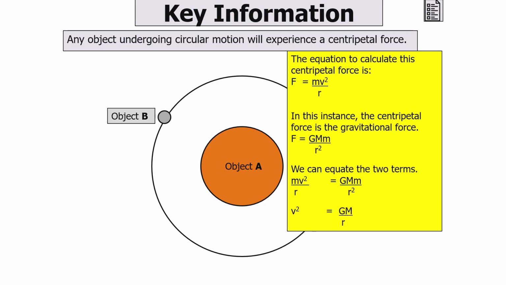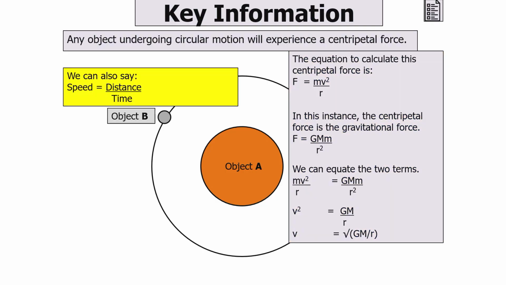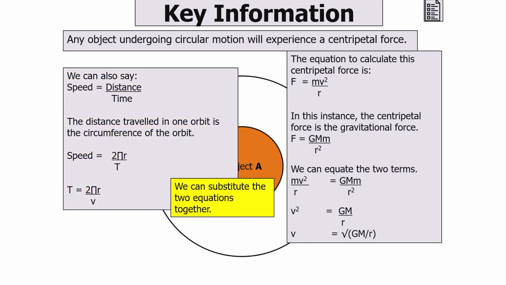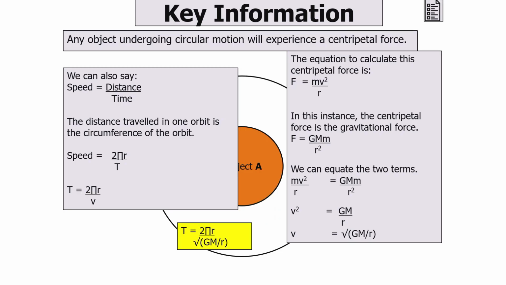When we cancel through terms, we can say v squared is equal to GM over r, or v is equal to the square root of GM over r. We also know that speed is distance over time. Now the distance travelled in one orbit is the circumference of the orbit, which is 2 pi r, and the time taken is the time period. So we can say T is equal to 2 pi r over v. Now we can substitute these two equations into each other. So we can therefore say T is equal to 2 pi r over the square root of GM over r.